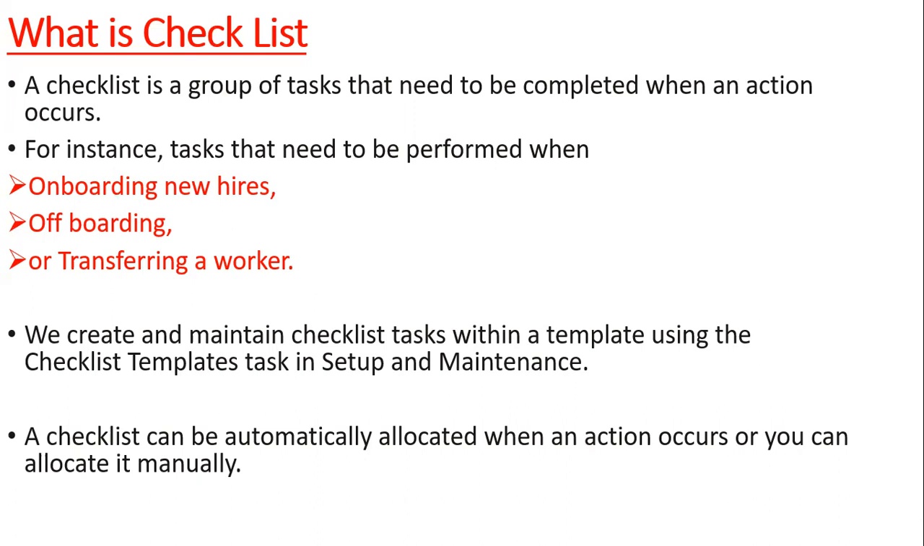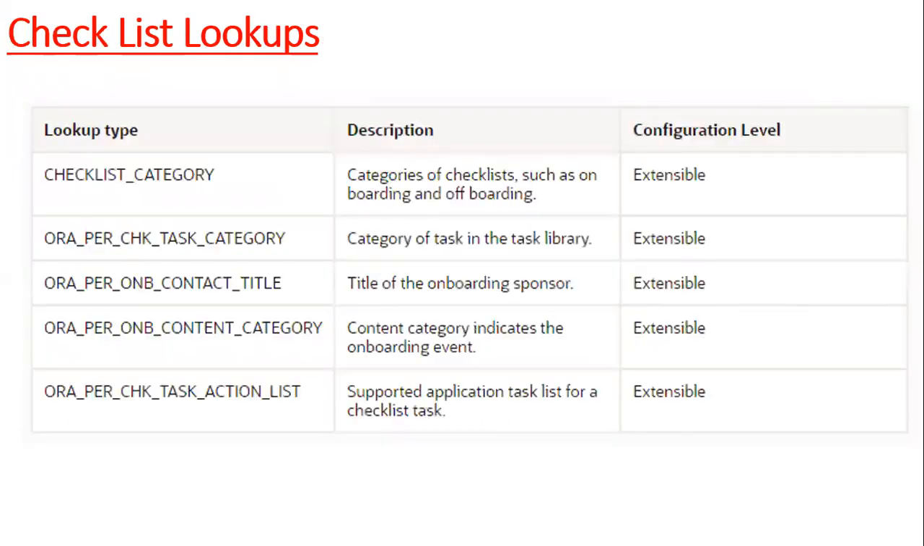We can also specify the eligibility profile. It means this checklist is required only for employees of this business unit, this department, or this position, like that. So a checklist can be automatically allocated when an action occurs, or you can allocate it manually. As I said just now, once the checklist is created, you can mention that it should automatically be allocated for an employee, or you can manually assign the checklist to the employees.